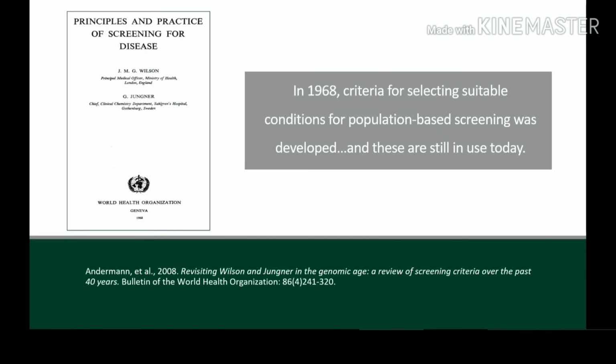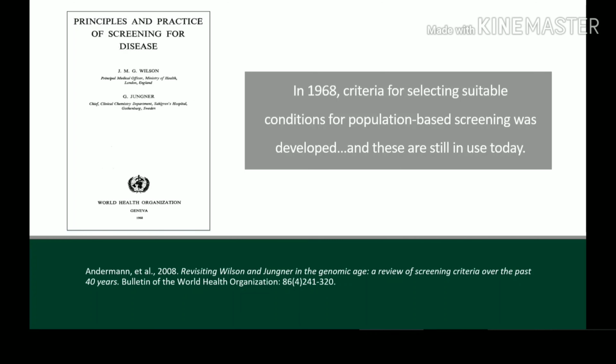So James Wilson and Gunnar Jungner first proposed criteria for population screening in a report commissioned by the World Health Organization in 1968. Interestingly, this report came out shortly after newborn screening actually started. So newborn screening for PKU started around the same time, a little bit before, and was really starting to take hold around the time of this report.